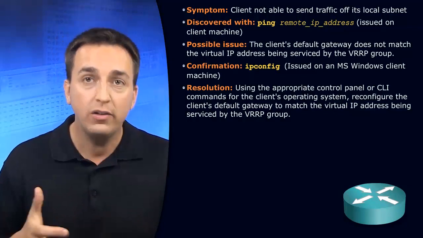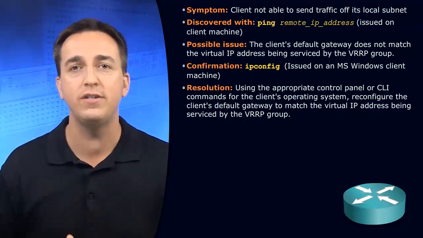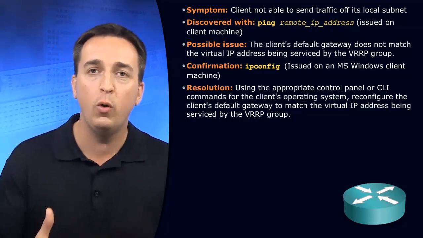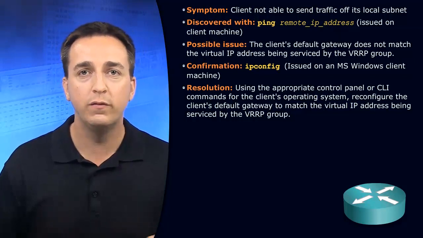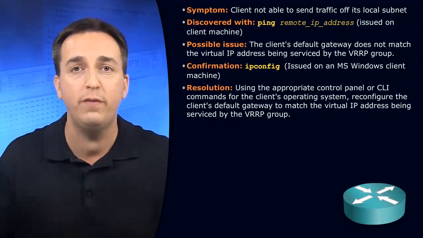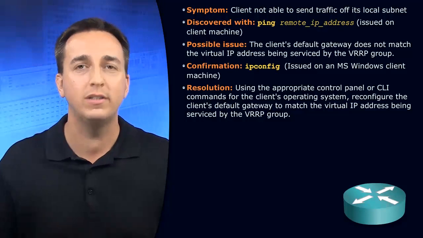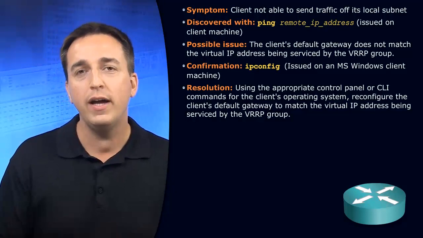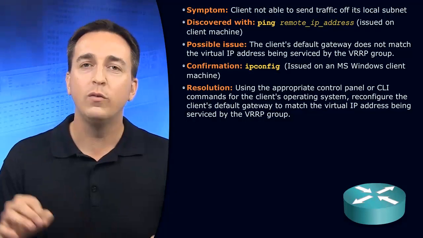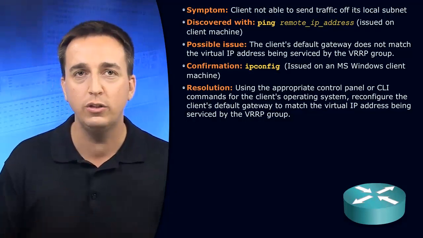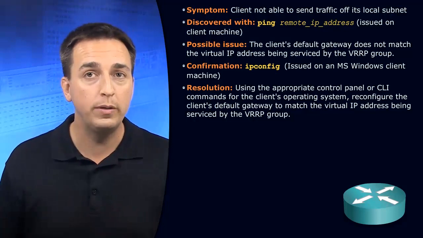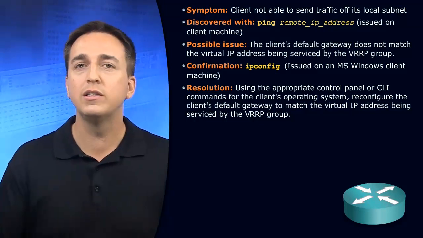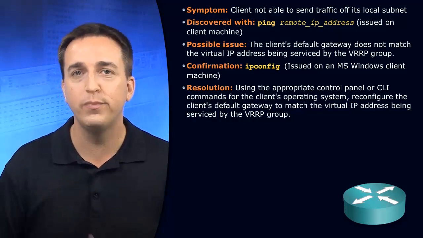Well, how do you leave your local subnet? You send your traffic to your default gateway. If you don't have the appropriate IP address configured for the default gateway, then you don't know who the default gateway is, and therefore you won't send the traffic to it. So if your clients are not configured with the correct virtual IP address that is used for the VRRP group, then your clients won't be able to exit the subnet.